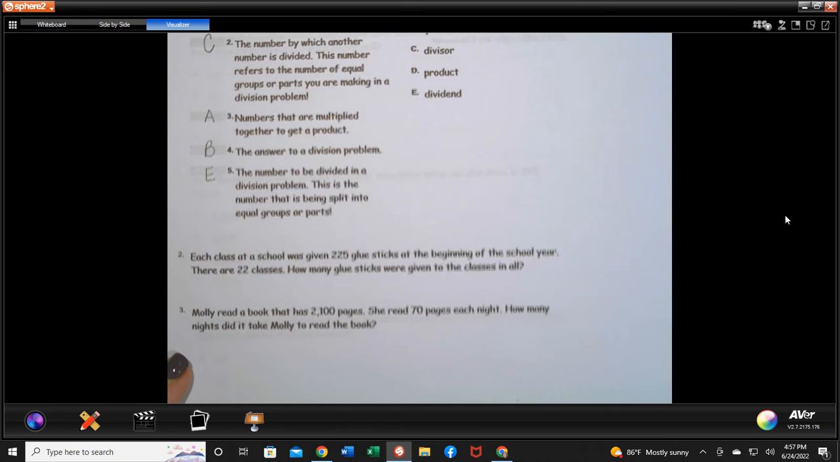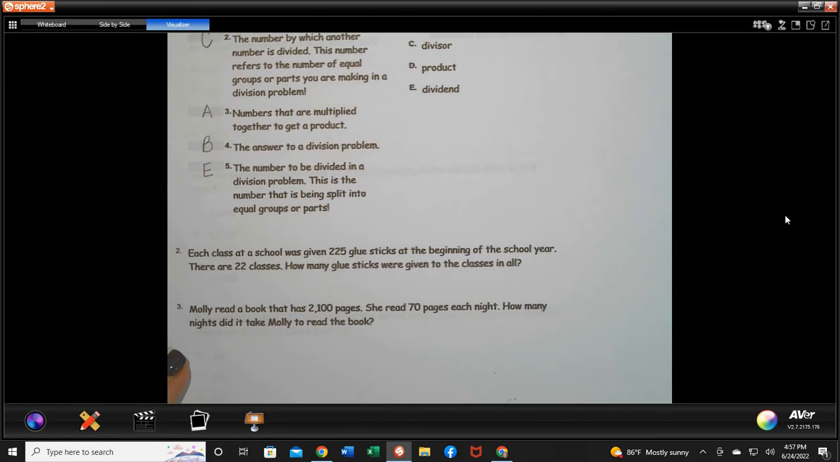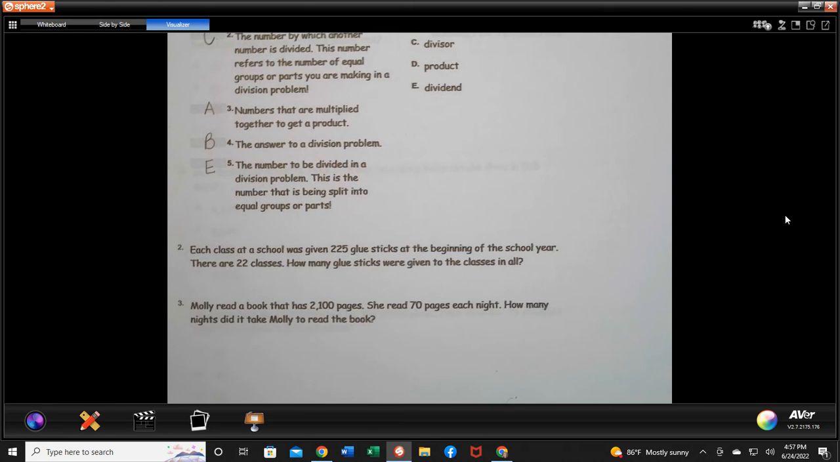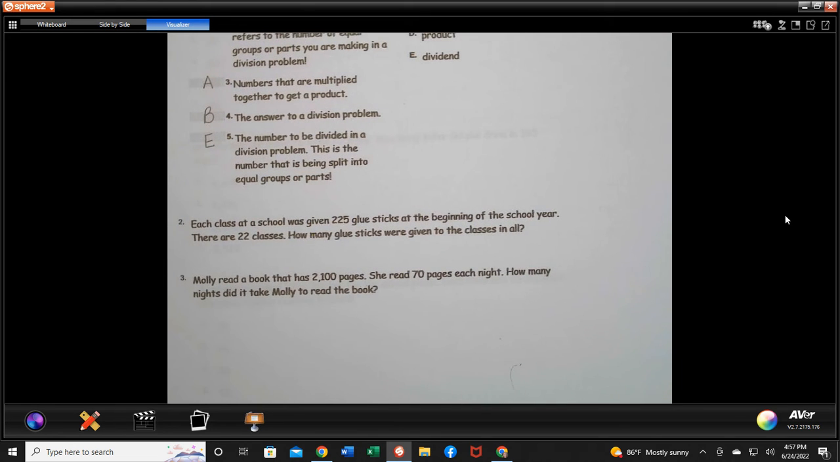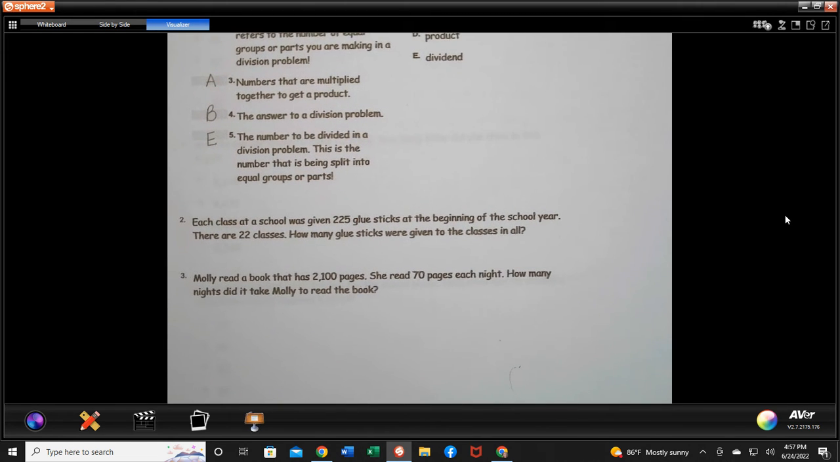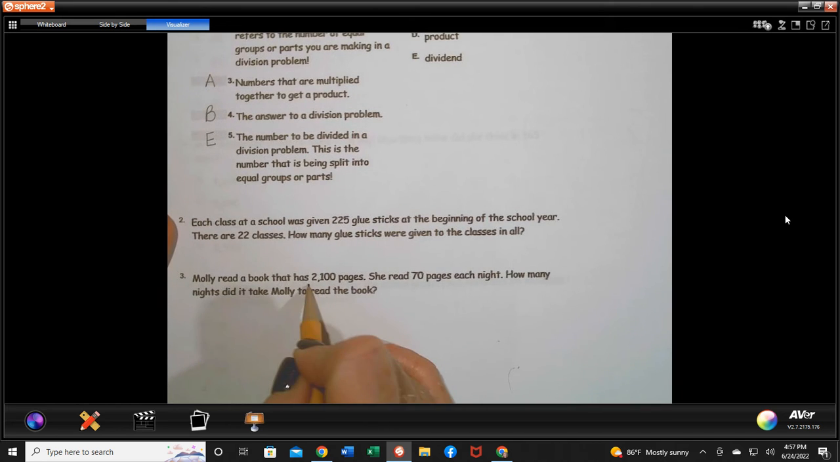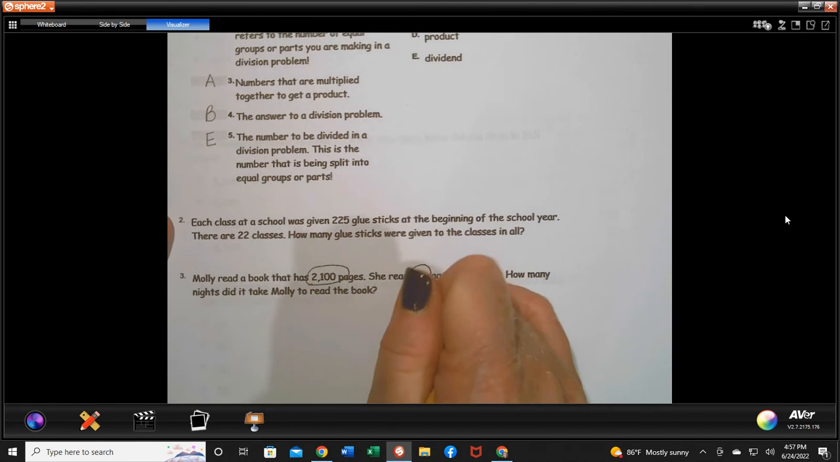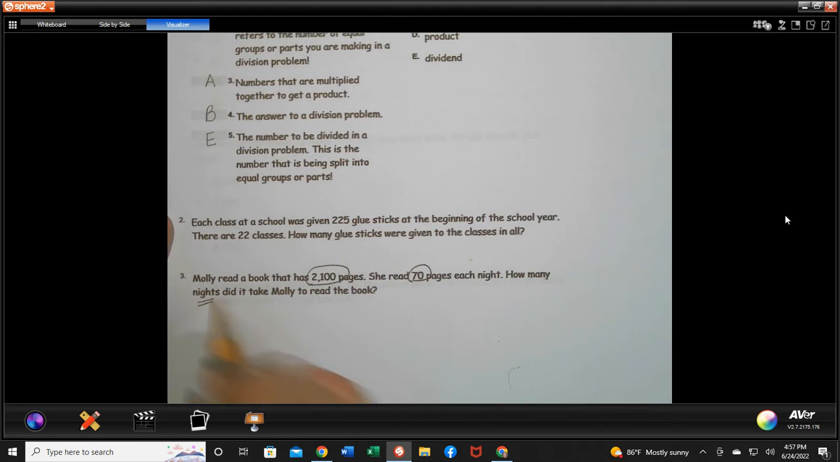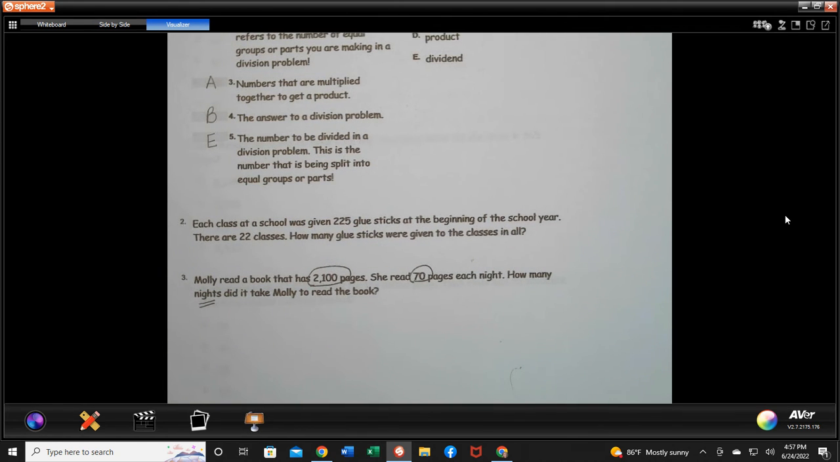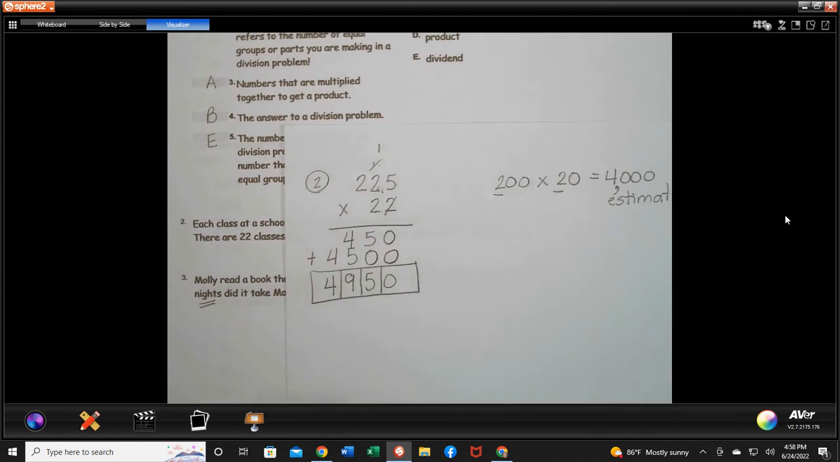Molly read a book that has 2,100 pages. She read 70 pages each night. How many nights did it take Molly to read the book? So hopefully as you read the problem, you recognize that you are breaking down or dividing up the total number of pages into groups of 70 to see how many nights it took. So this is a division problem. So this is number 3.